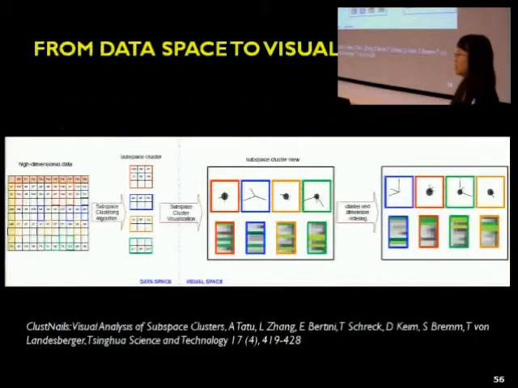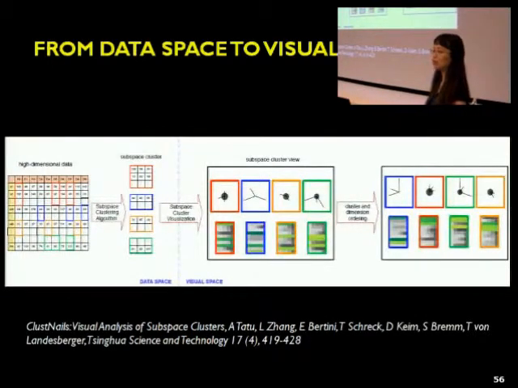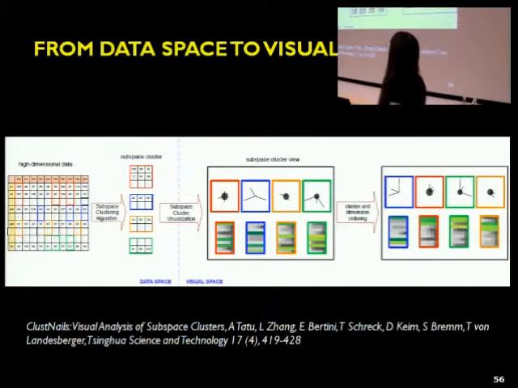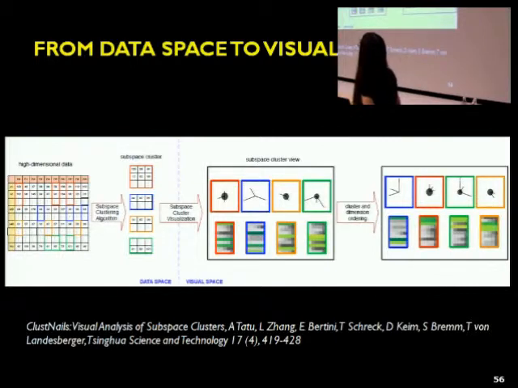So we have looked at some example algorithms. Now I want to move to some of our recent projects on transforming the data mining result from data space to visual space. As you already know, what a subspace clustering algorithm does is, given multidimensional data, try to find all these patterns that exist in different subsets of dimensions.